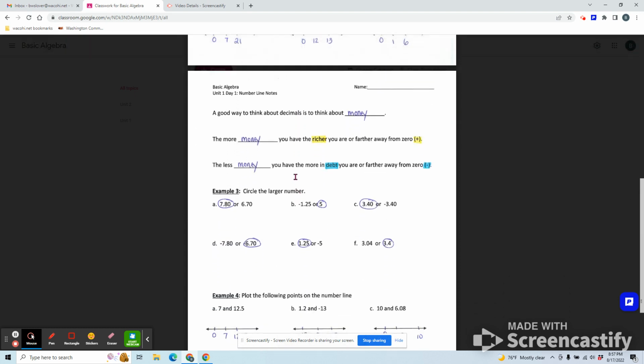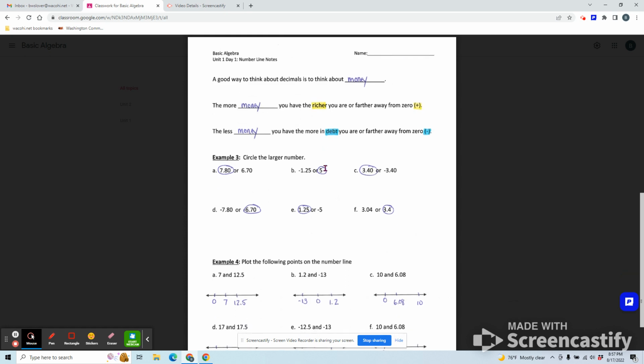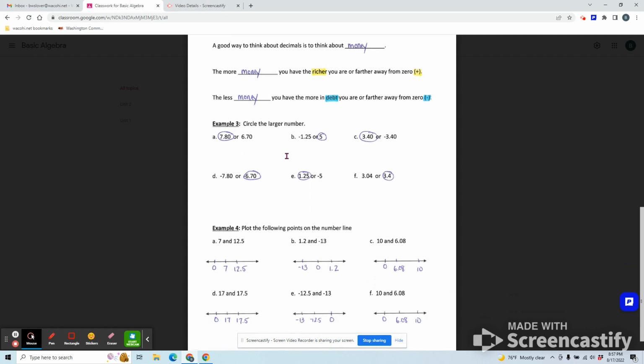Well, what about decimals? Well, the thing is, we can still think in terms of money. So a good way to think about this, just like it says here, is money. The more money you have, the richer you are, the further to the right you are on the number line. The less money you have, the more in debt you are, so those would be your negative numbers. So example 3 is just going through and determining what's your larger number.